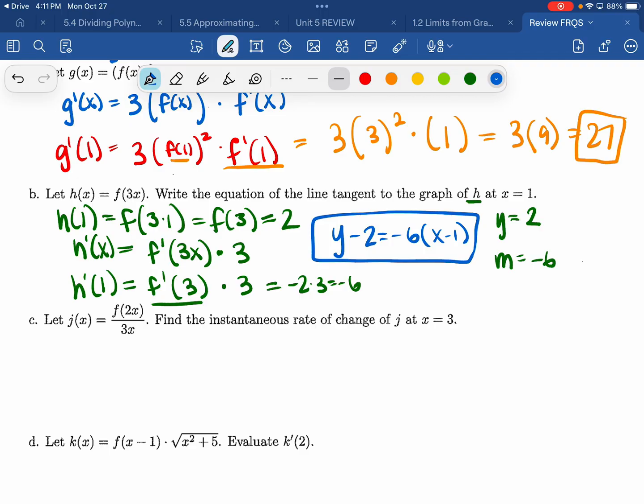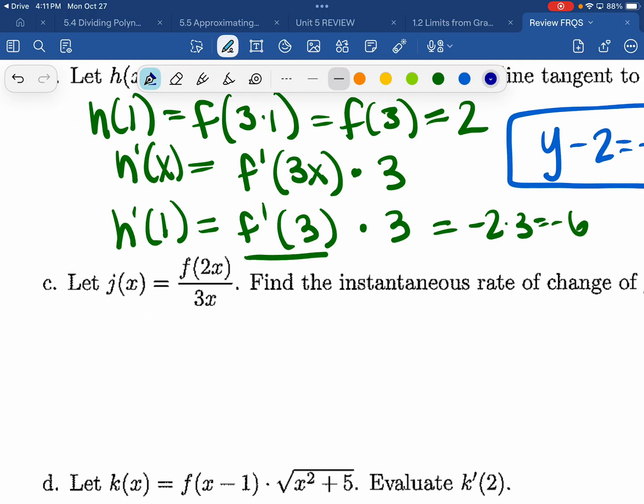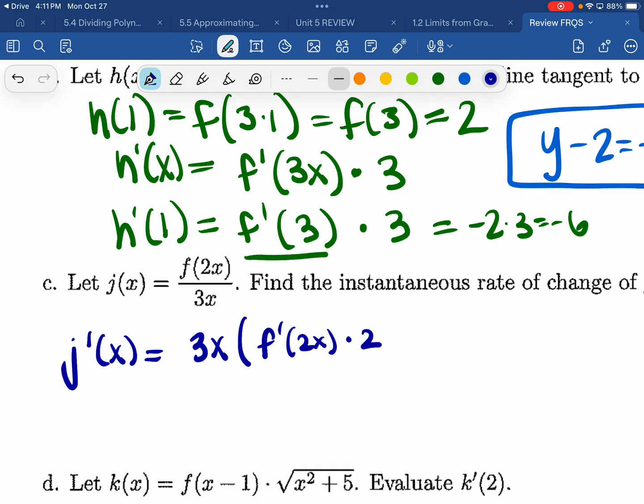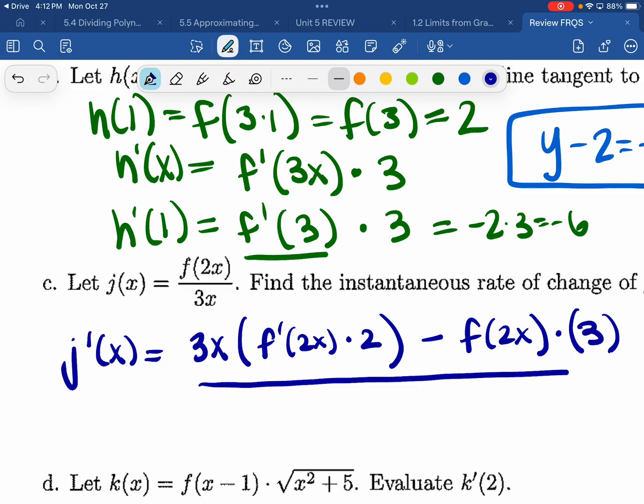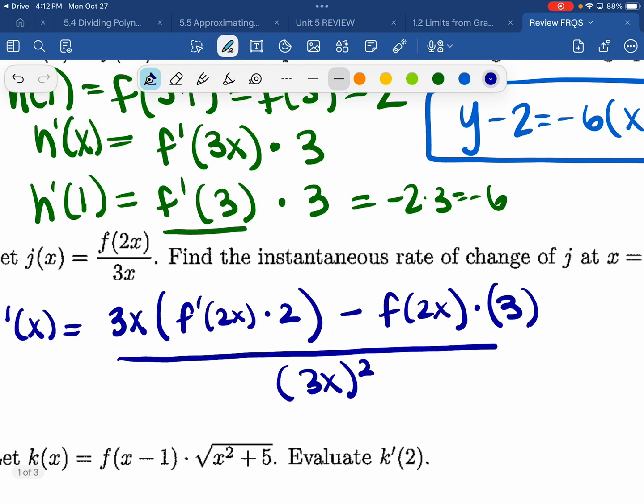All right, find the instantaneous rate of change of j at x equals 3. So we got to use quotient rule because instantaneous rate of change is the derivative. So low d high, which is f prime of 2x times 2, minus high d low, which is just 3, all over low squared. Now remember, we don't have to simplify, but we do need to plug in the x's and evaluate the f's.